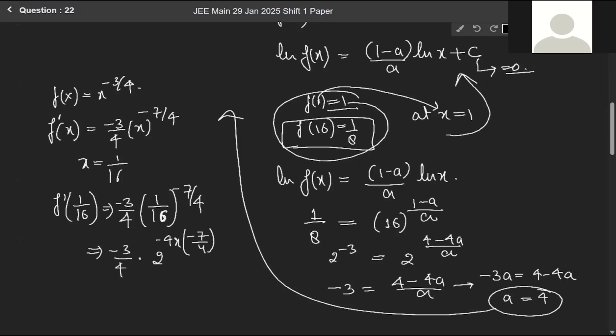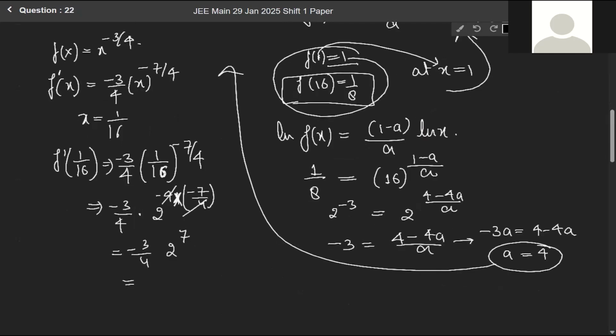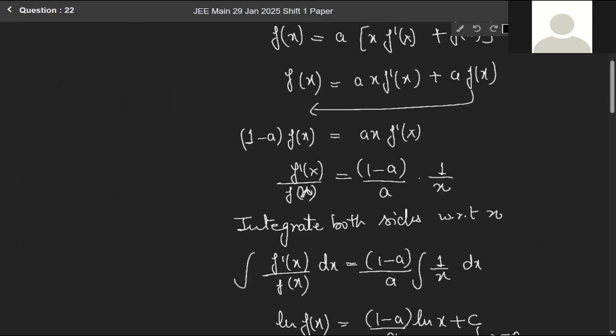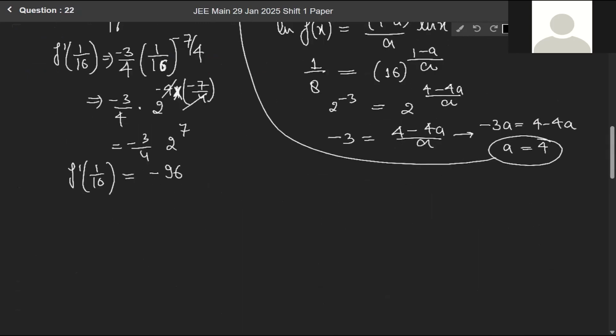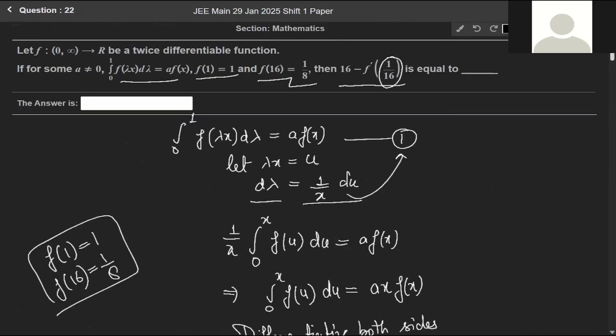So when we solve it, this 4 cancels. It will be minus of 3 by 4, 2 minus minus plus. So when we solve it, we get f'(1/16) will be equal to minus of 96. And we have to find the value of 16 minus f'(1/16). So 16 minus f'(1/16) will be equal to 16 minus minus of 96. So it will be equal to 112. So our answer is 112.